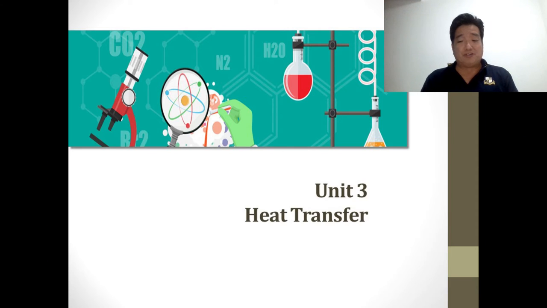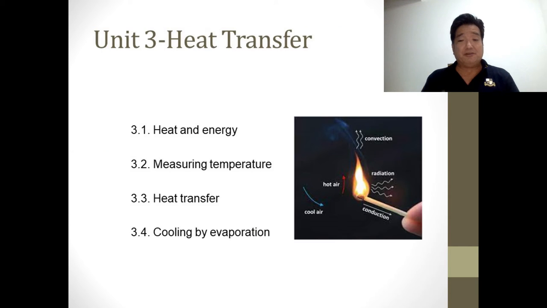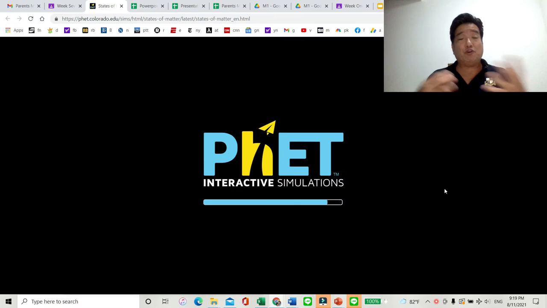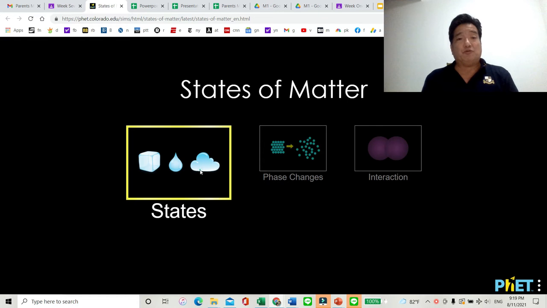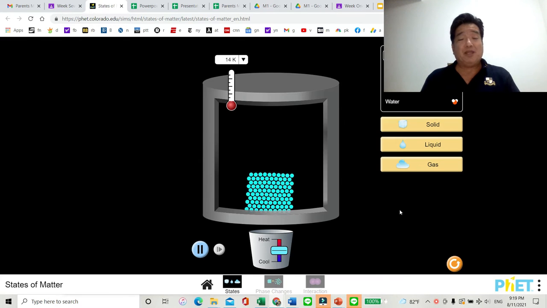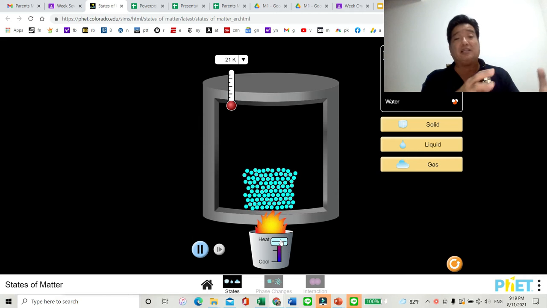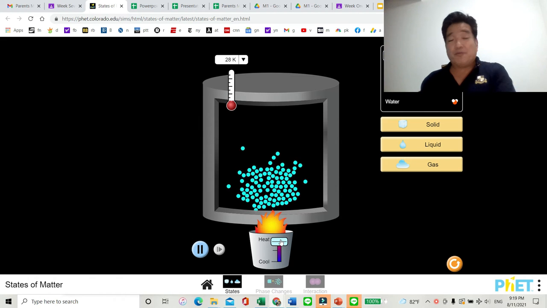Unit 3 deals with heat transfer, and we talk about heat energy, convection, radiation, conduction, measuring temperature, heat transfer, cooling by evaporation. We do a freezing point depression lab at home, and we try to discuss how things are in class, in their home, and in real life.